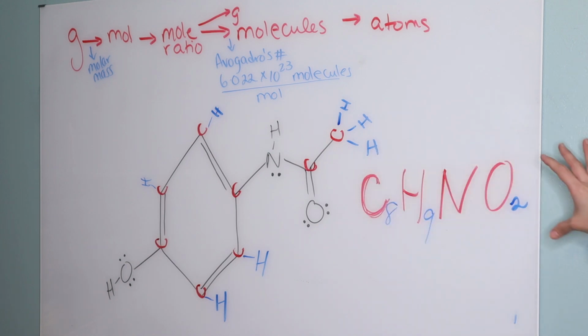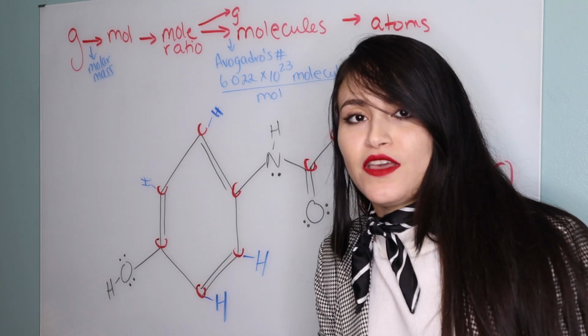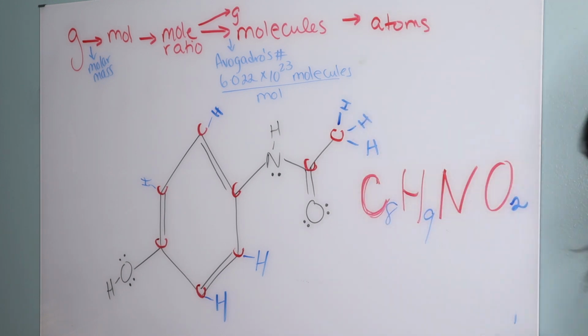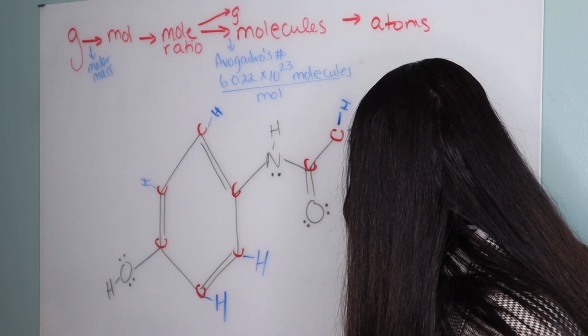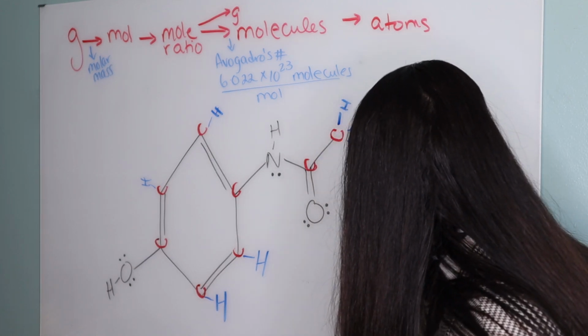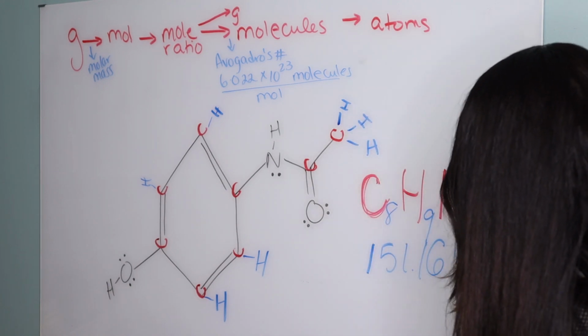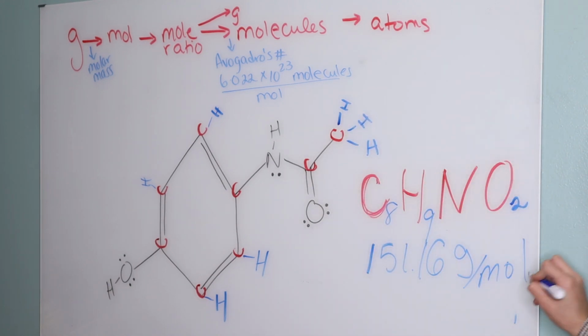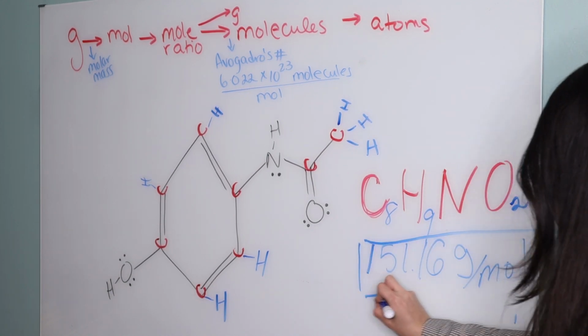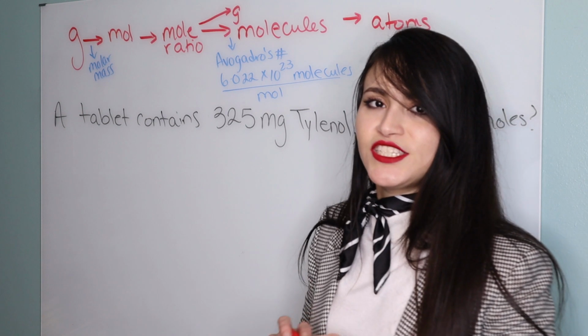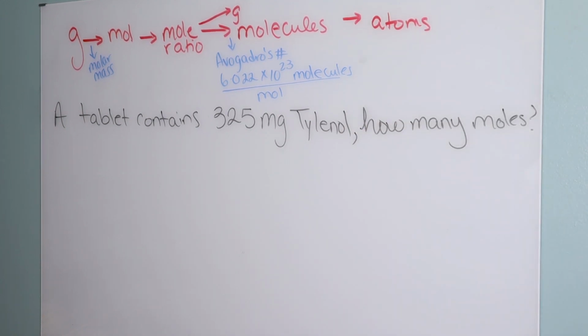After you figure out the chemical formula, then you can use the periodic table to figure out the molar mass. So your final answer is going to be 151.16 grams over mole. That's our answer. The next question is asking, a tablet contains 325 milligrams of Tylenol. How many moles is that?